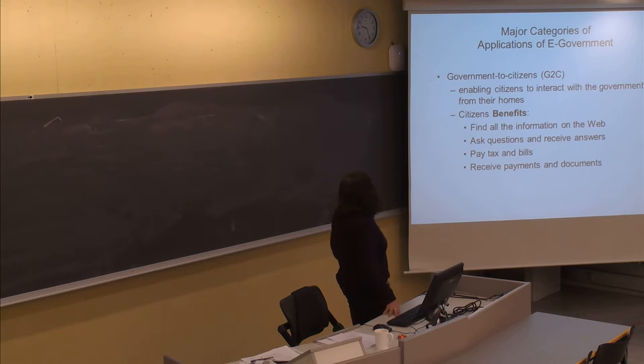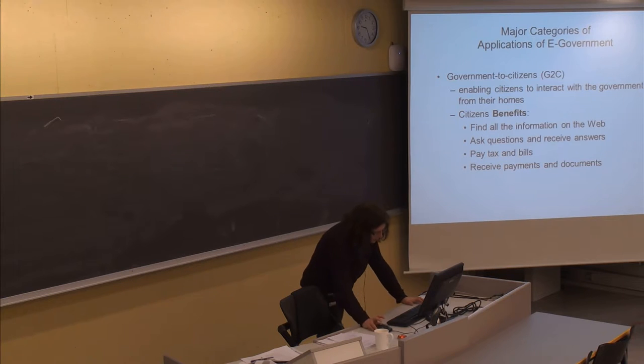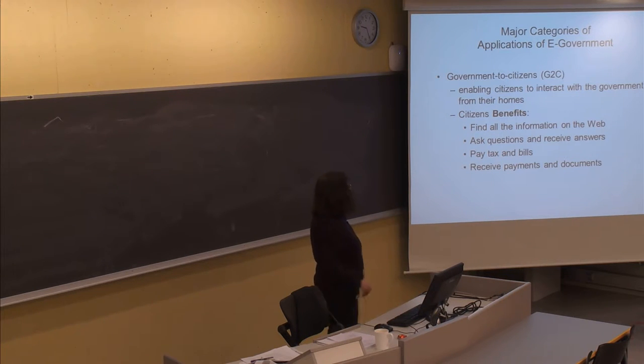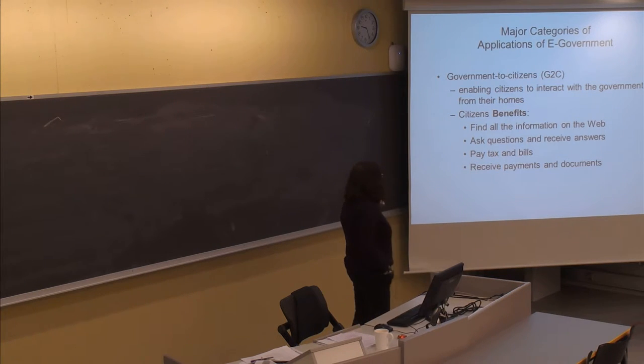Okay, I'll go back to that at some point. But we'll talk more about the traditional categories of e-government. We have a government to citizens category, and this allows citizens to better communicate with the government, whether at the local level, the county level, or the national level.